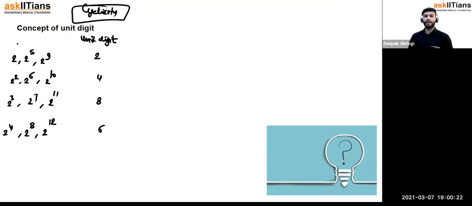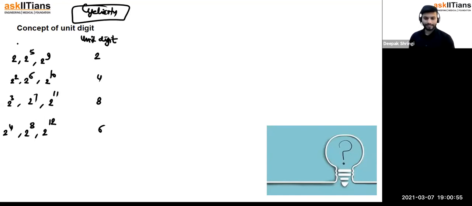2 power 1, 5, 9, 13. After 13 I am adding 4 more, adding 4 each time. Look, 2 power 1, 5, 9, after 9 add 4 and you get 13, after 13 add 4, what comes? 17, 21, 25, and then 29, and then 33. For all of them the unit digit is what? 2. Okay, then 2 power 2, I added 4: 6, 6 plus 4 is 10, 10 plus 4 is 14, 14 plus 4 is 18, 18 plus 4 is 22, 22 plus 4 is 26, 26 plus 4 is 30. What is the unit digit in all of these? 4. Similarly for 2 power 3 and 2 power 4.